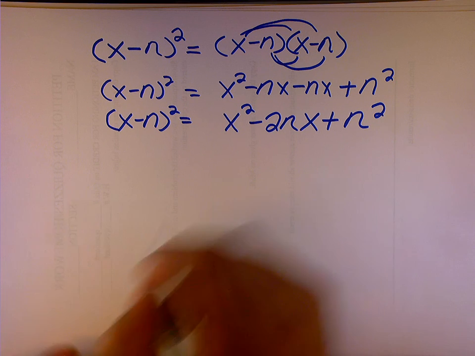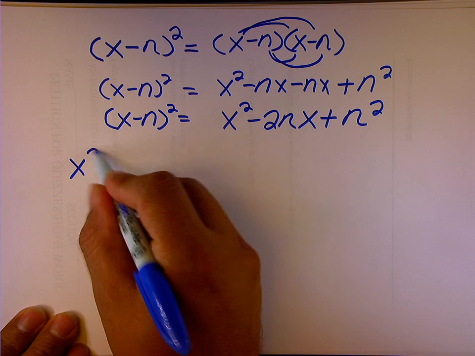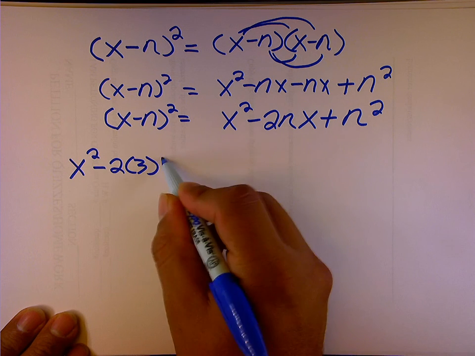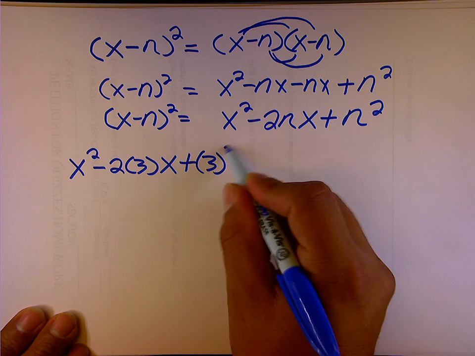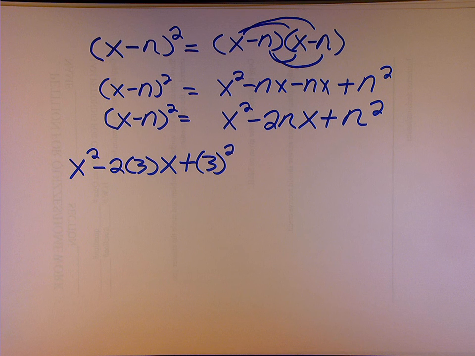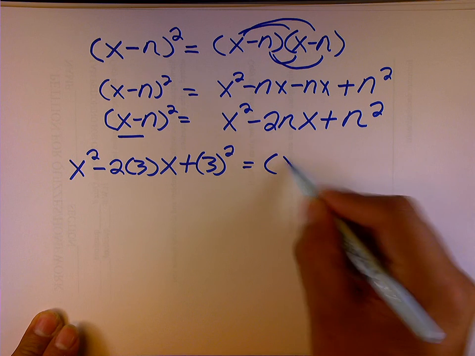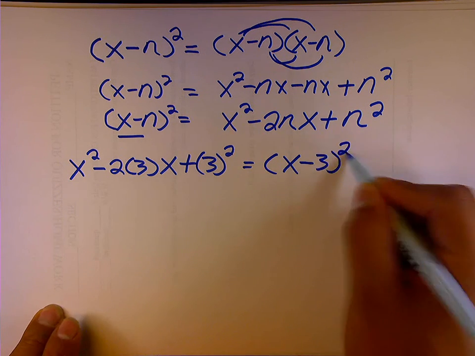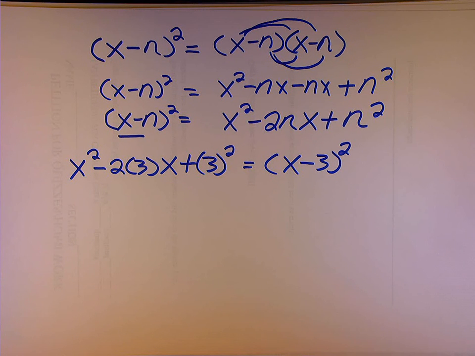An example. If, for instance, you saw something written like this, you should automatically recognize that this is a perfect square trinomial. It has the perfect form x squared minus 2 times some number times x plus that number squared. And that number happens to be a positive 3, which means I can immediately put it in the factored form, and the factored form right here is (x minus that number) squared. So if I can identify that it is a perfect square trinomial, I can immediately write it in the factored format as long as I have identified the number n.